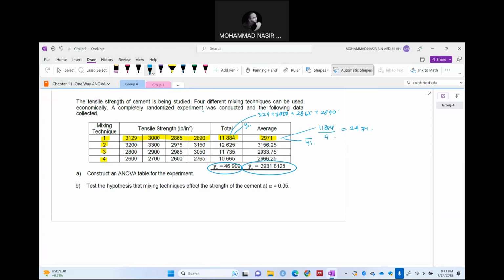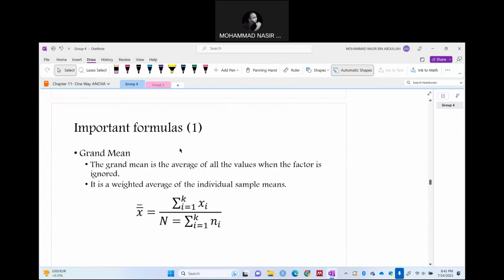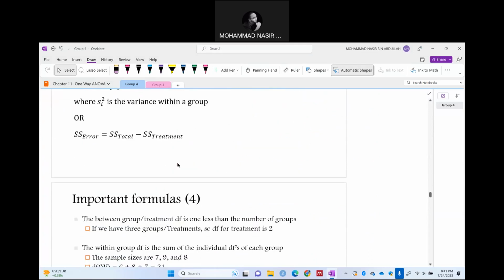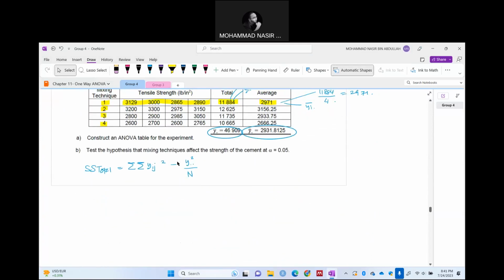So we start with sum of square total. Sum of square total should be summation of yij square minus y dot dot square divided by capital N. And this is based on the formula given before, in this table. So this is sum of square total. So how do we calculate this one?